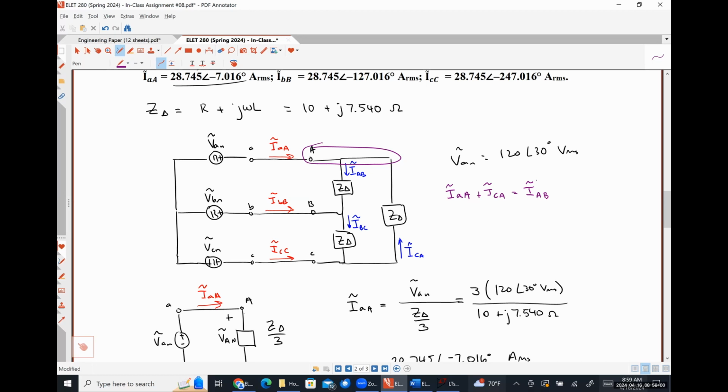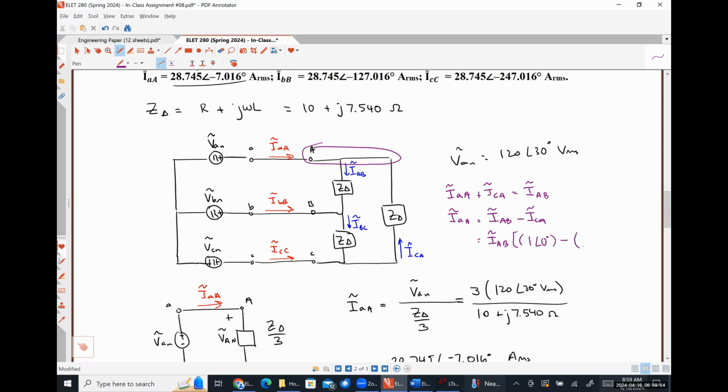So IAB and ICA are phase currents in our load. Because this is a balanced three-phase system, we know that these currents are related to each other. So while it seems like we have one equation and two unknowns, it's really one equation and one unknown because we know that IAB and ICA are related to each other. So I'm going to write this as IAA is equal to IAB minus ICA. Okay. IAB is just IAB times 1 angle 0 degrees.